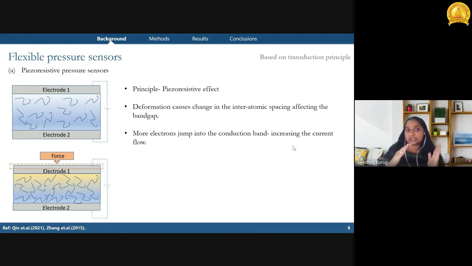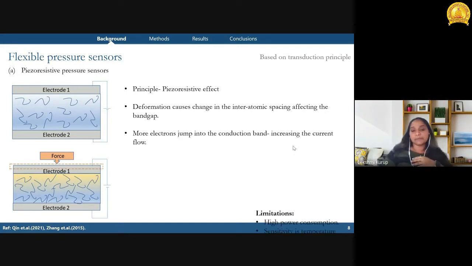resistance. So in piezo-resistive pressure sensors, the ultimate effect is that as pressure is applied on the material, the band gap reduces, electrons jump from the valence band to the conduction band, and hence the resistance reduces. So the pressure is being converted into a resistance parameter.